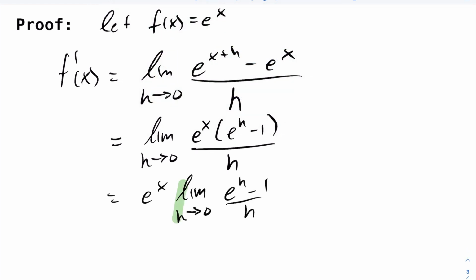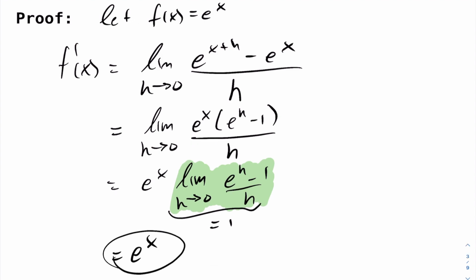Now recall, we got into this situation previously, but we did not have a base of e chosen. We had a generic base of a. But because we've chosen the base of e, which is a number between 2 and 3, such that its limit as h goes to 0 is 1, we can now conclude that f prime at x is e to the x. So therefore the derivative of e to the x is itself.